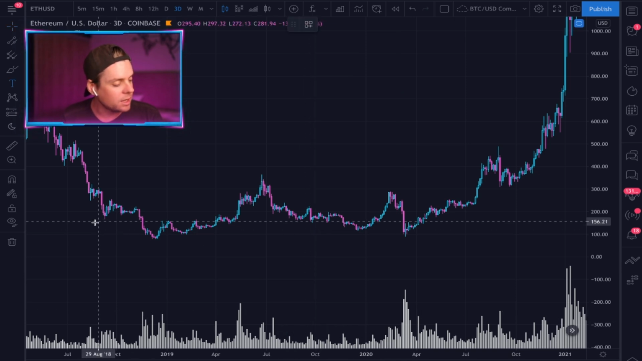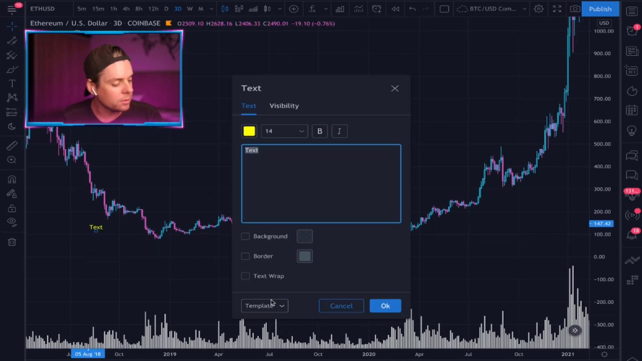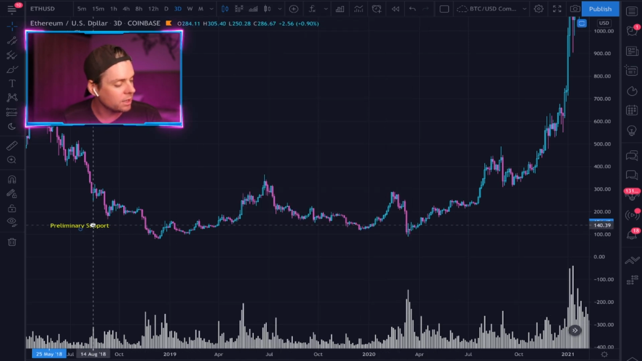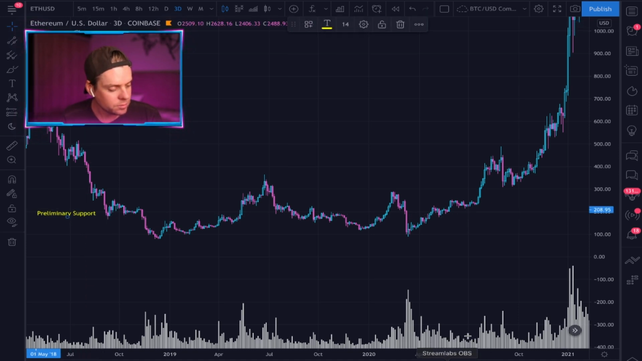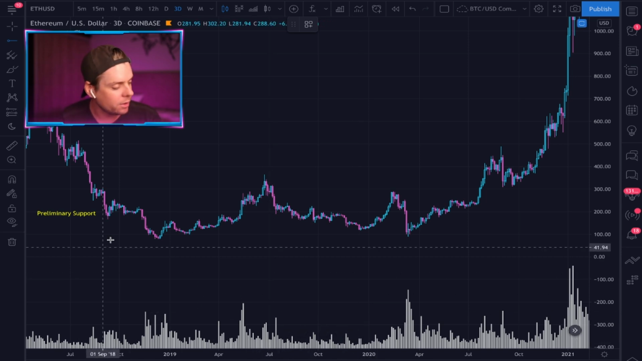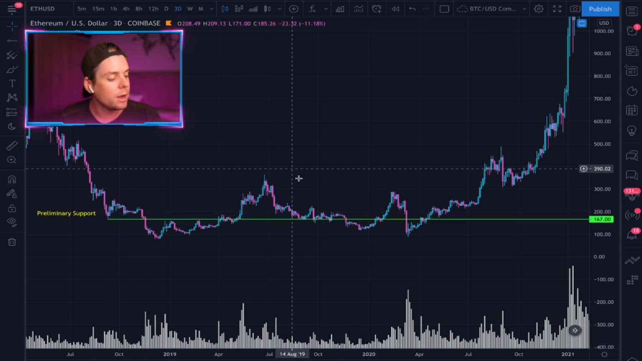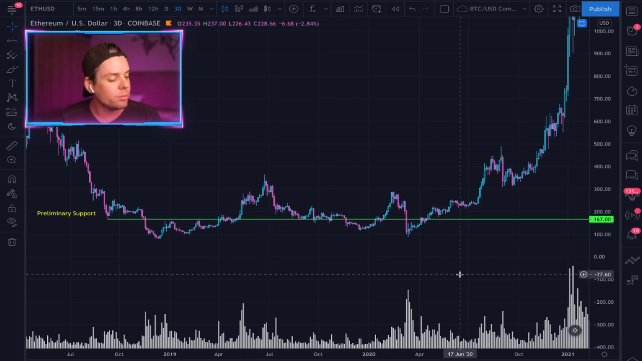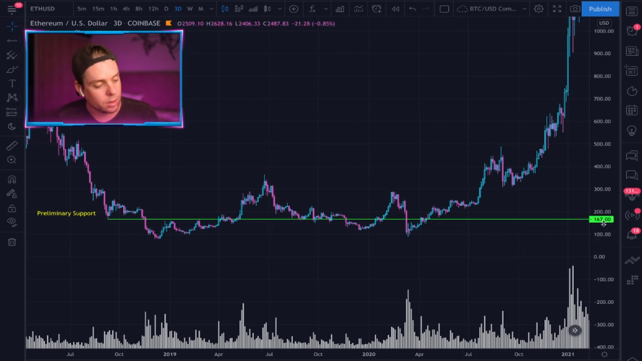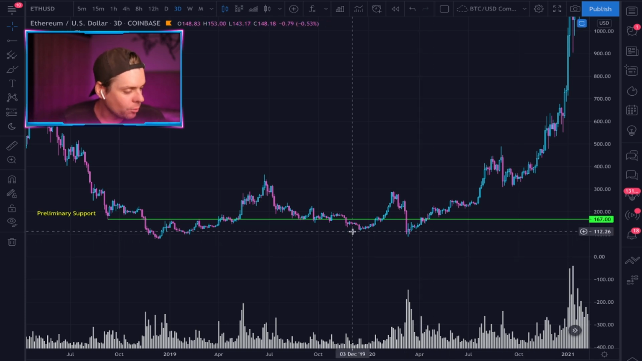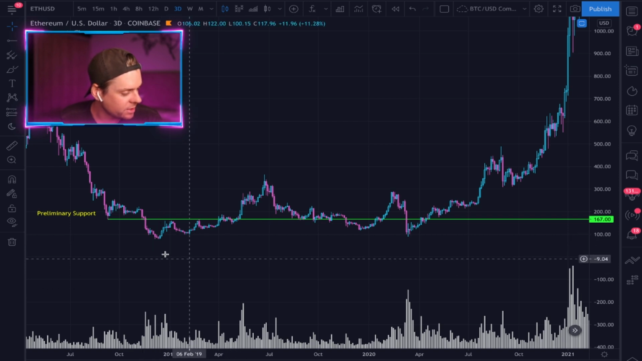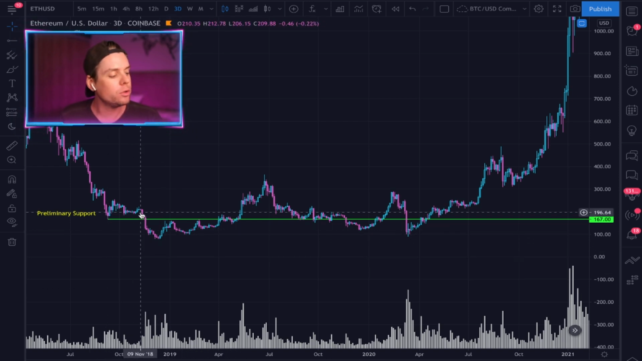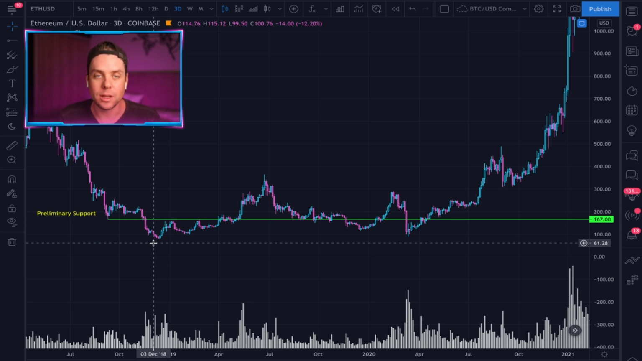I do have a lot of these labels already pre-made, so I can just drop a text there and go PS and boom, I've got my preliminary support level. And if you want, you can also just make note of that level. Depends on the trading range whether it holds a lot of value, but you can just drop a line right there and you can identify the preliminary support at $167 in Ethereum. Boy, I wish I got Ethereum down at these levels, but most market participants have not. After the preliminary support, you usually fall through that for the seller's climax.